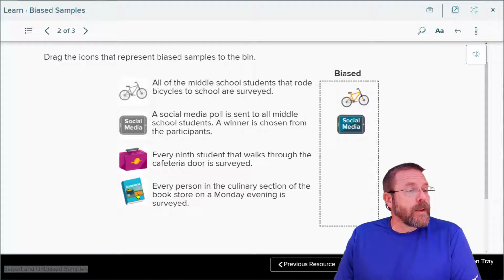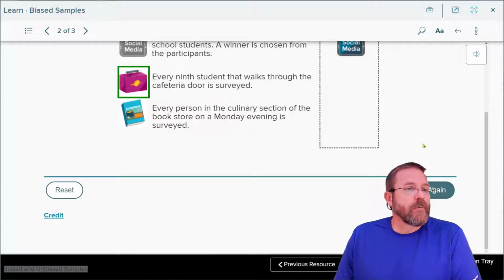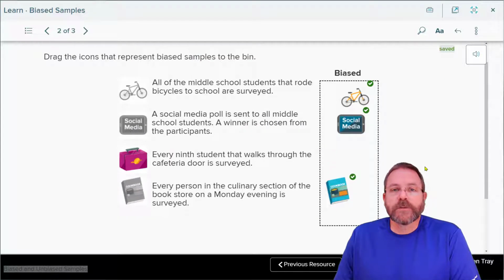And then finally, every person in the culinary section of a bookstore on Monday evening is surveyed. I'm thinking that's going to be biased because that's going to be only focusing on people who really care about food. Let's see if I'm right. Oh, excuse me, I'm sorry, that one should have been biased. So let's check on that, and now we got a good answer right here.